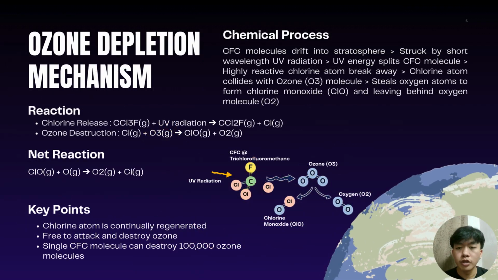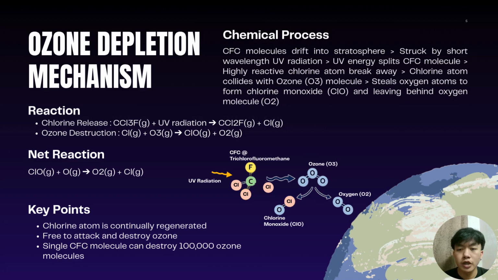Next is the ozone depletion mechanism. The chemical process is that CFC molecules drift into the stratosphere and are struck by short wavelength UV radiation. The UV energy splits the CFC molecule and a highly reactive chlorine atom breaks away. Next, the chlorine atom collides with the ozone molecule. Then it steals an oxygen atom to form chlorine monoxide, ClO, leaving behind an oxygen molecule.